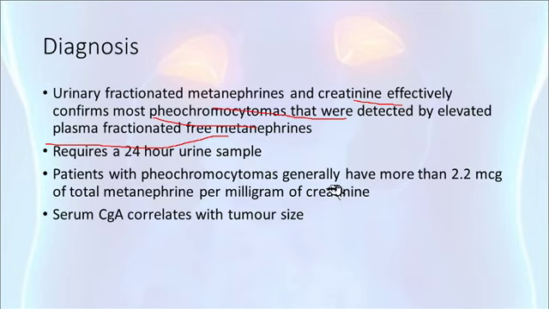Patients with pheochromocytomas generally have more than 2.2 micrograms of total metanephrine per milligram of creatinine, right? And serum CGA levels will also correlate with the tumor size that the patient may have. Serum chromogranin levels, which is serum CGA levels, are elevated in roughly 90% of patients with pheochromocytoma, and the levels obviously correlate with tumor size, being higher in patients with metastatic disease. This level, however, can be misleadingly elevated in patients with pre-renal azotemia or acute kidney injury, and of course hypergastrinemia as well, and in those patients who are treated with glucocorticosteroids or proton pump inhibitors as well.